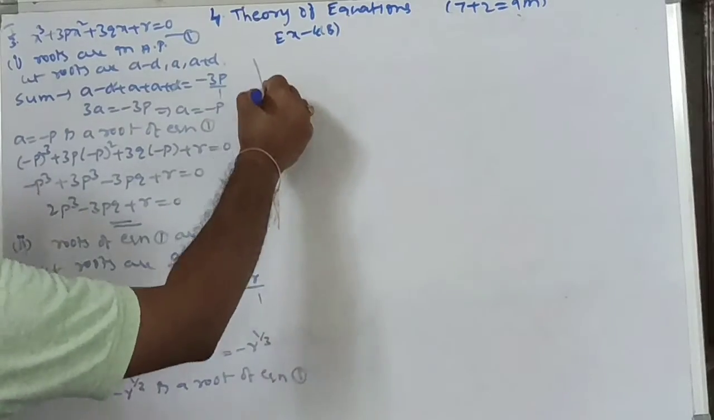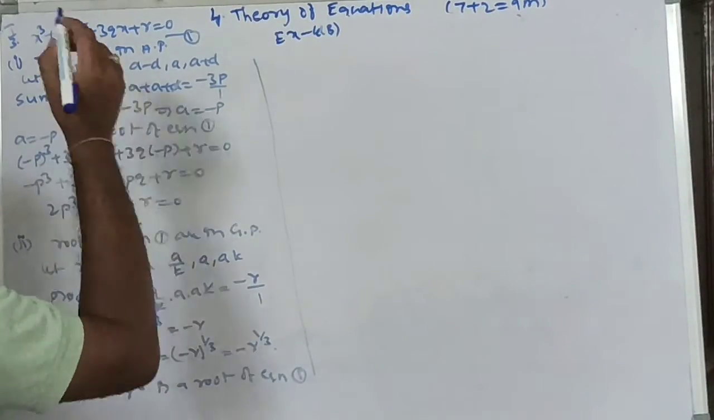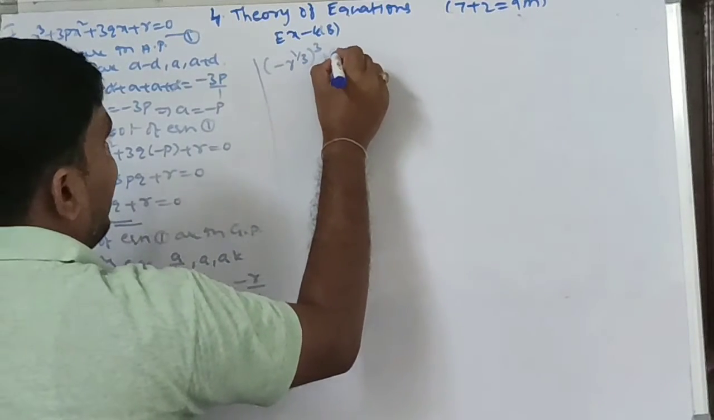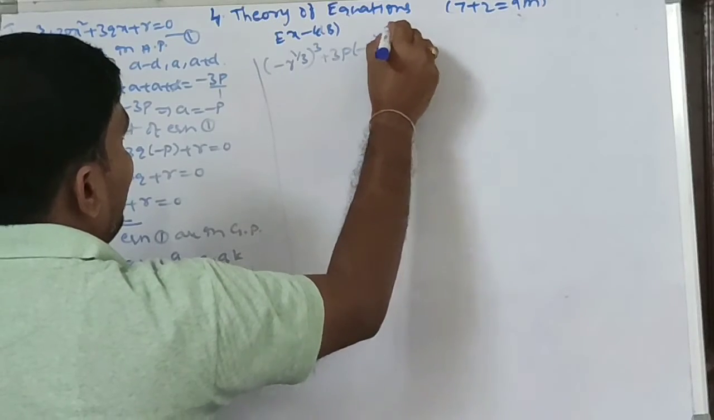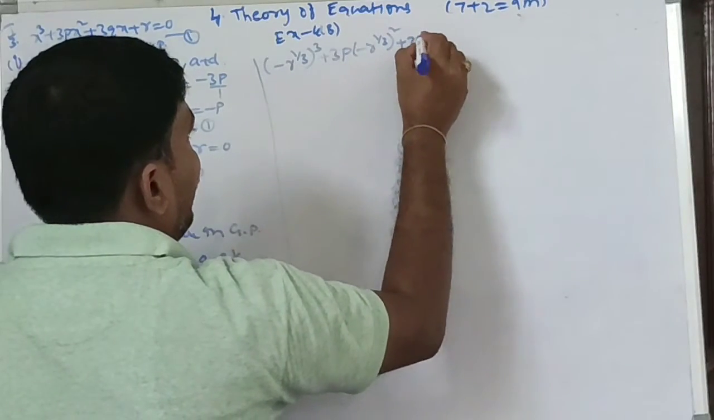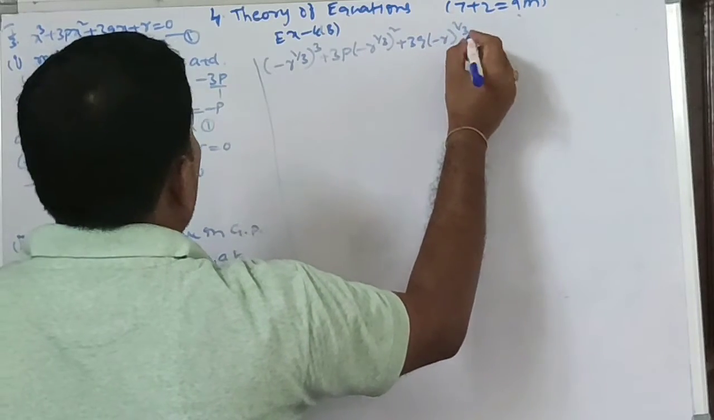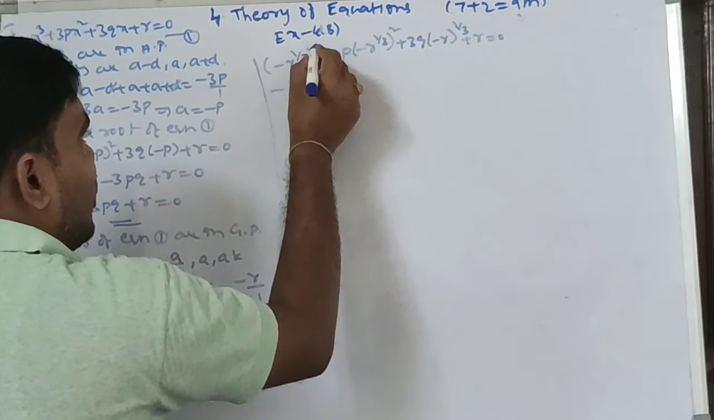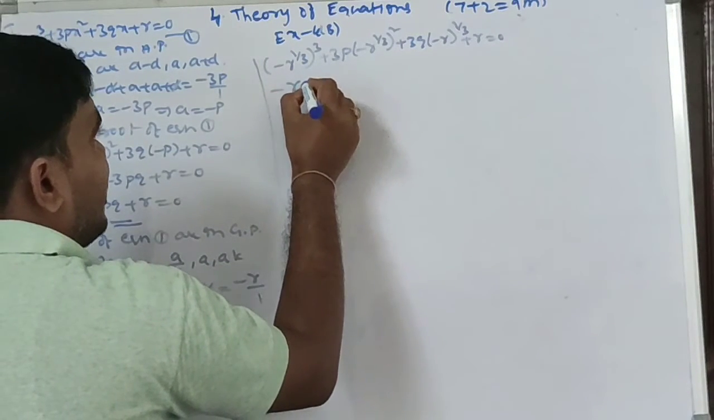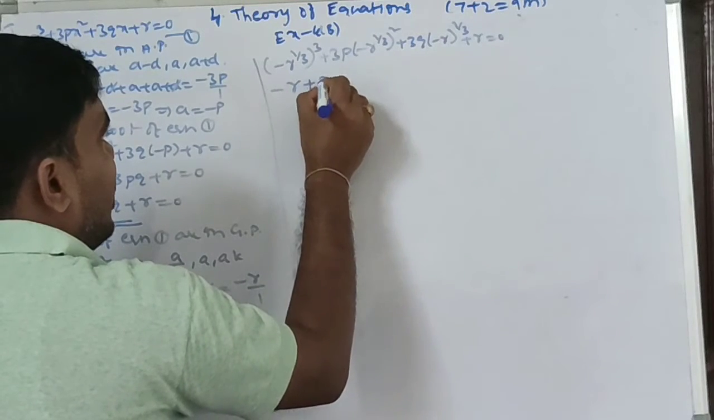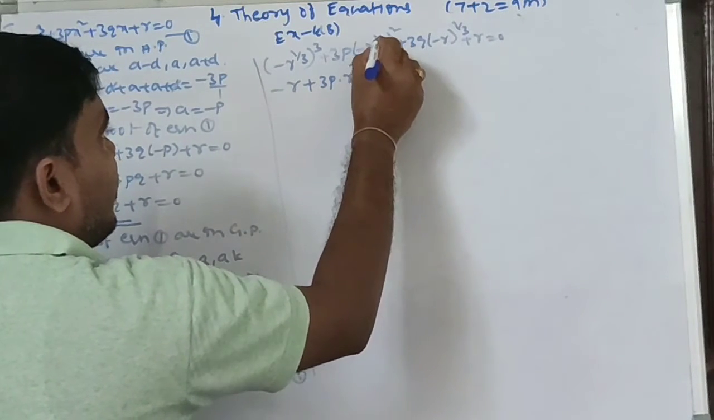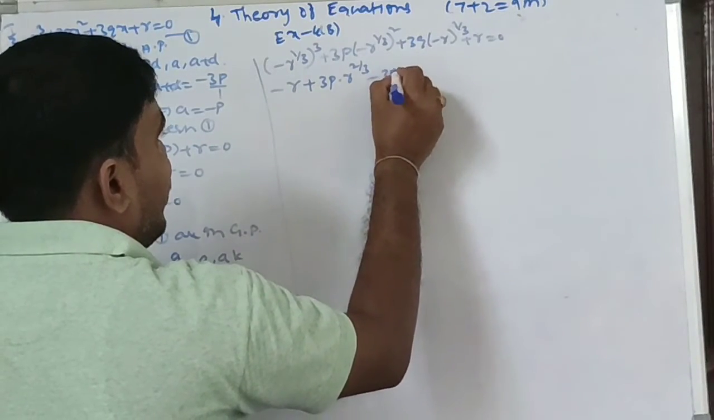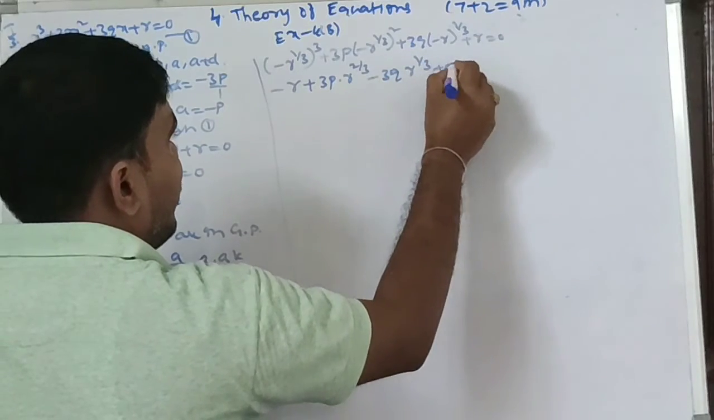So, equation 1, that's why I want to substitute in this: (−R^(1/3))³ + 3p(−R^(1/3))² + 3q(−R^(1/3)) + R = 0. Next, −R cancels R, plus 3p R^(2/3) (1/3 into 2 is 2/3), minus 3q R^(1/3) plus R equal to 0.